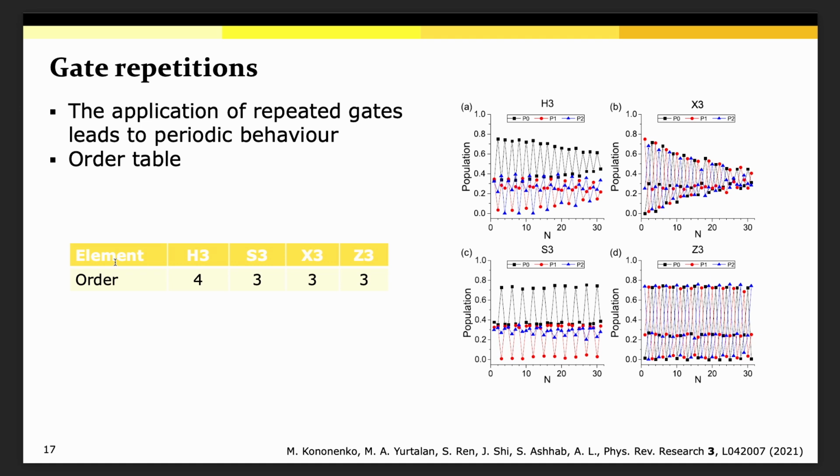One part of this experiment that I want to mention briefly is looking at the behavior of applying repeatedly some of the gates in the Clifford group. So this shows the population of states for repetitions of the Hadamard, X, S, and Z gates. And we see this nice repetitive behavior that essentially illustrates the order of these elements in the Clifford group for the different gates. There's also some decay, which is indicative of decoherence.